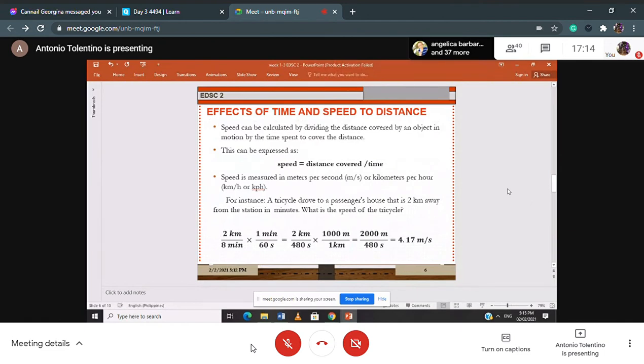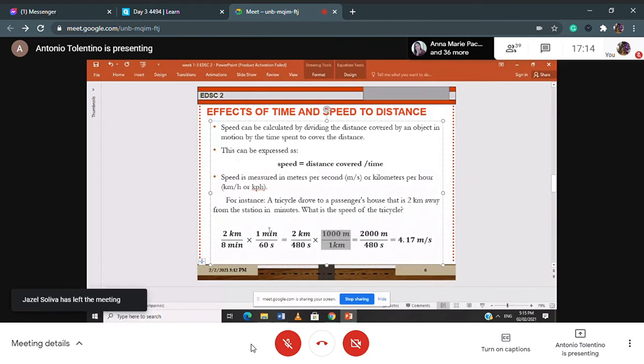Sir, where did the 1 kilometer come from? Conversion. These given values are all for the sake of conversions. To transfer this kilometer into meter, we need to convert it into the unit it should reach, which is meter per second.